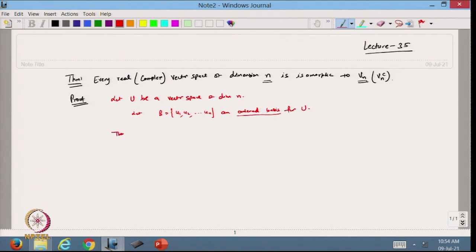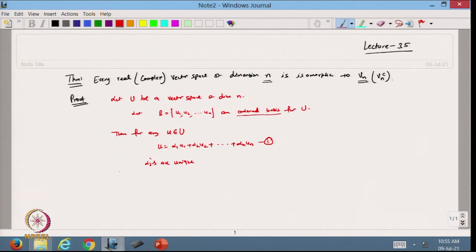Then for any u belonging to U, I just take any element u, we can write u as alpha 1 u1 plus alpha 2 u2 up to alpha n un. This one I can write because this is an ordered basis. So I can define my element u as this linear combination, and this is equation 1. Now I can say that the alpha i's are unique, because this is a basis, so it is uniquely determined.